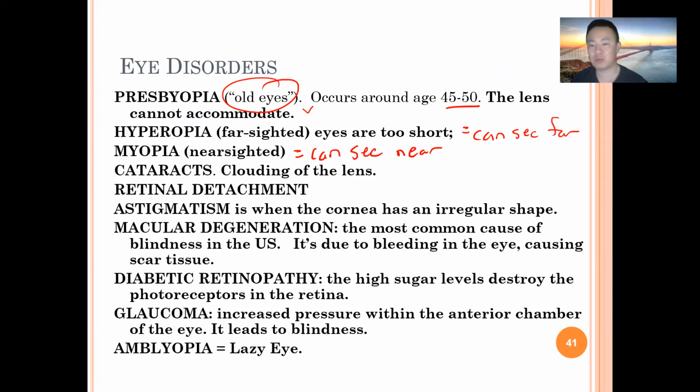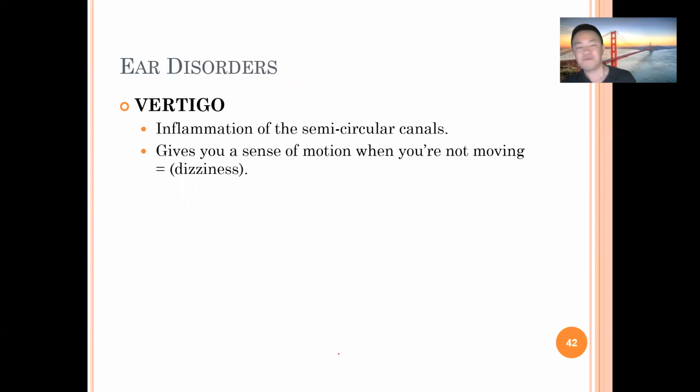Macular degeneration is the most common cause of blindness in the United States and is due to the bleeding in the eye causing scar tissue. Diabetic retinopathy here is the high sugar levels that destroy the photoreceptors in the retina. Glaucoma here is increased pressure within the anterior chamber of the eye that can lead to blindness. And amblyopia here is lazy eye. Vertigo here is inflammation of the semicircular canals in your ear. And that gives you a sense of motion when you're not moving, leading to dizziness.